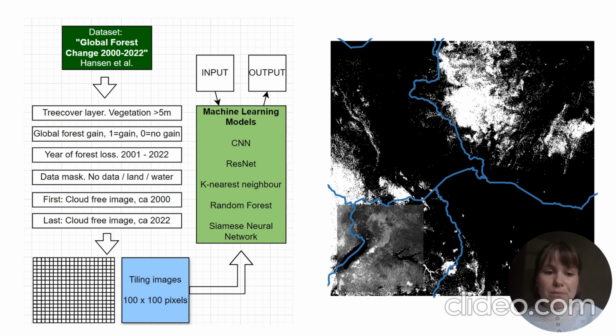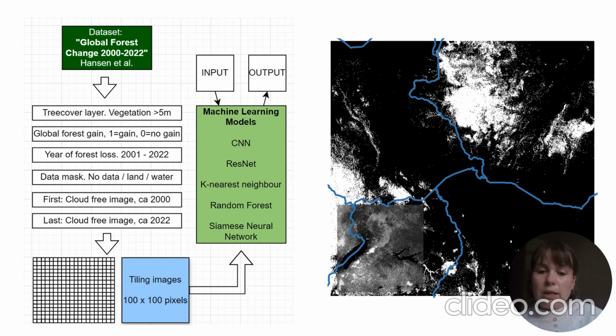And then the second one is this global forest gain layer, where it tracks the forest gain from 2000 to 2012, 1 for gain, 0 for no gain. Forest loss layer encoded 0 for no forest loss and 1 to 22 for the year that the forest loss has occurred. Data mask layer for no data, land and water. This first layer for year 2000 with cloud-free images, and the last layer for the same with 2022.